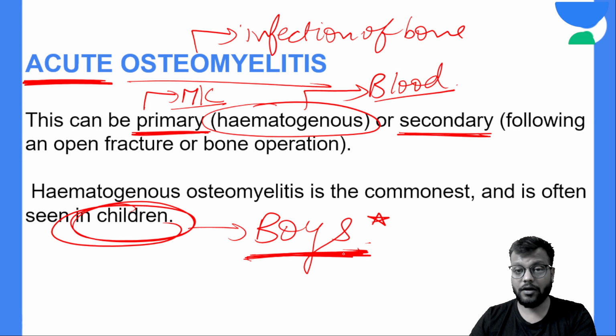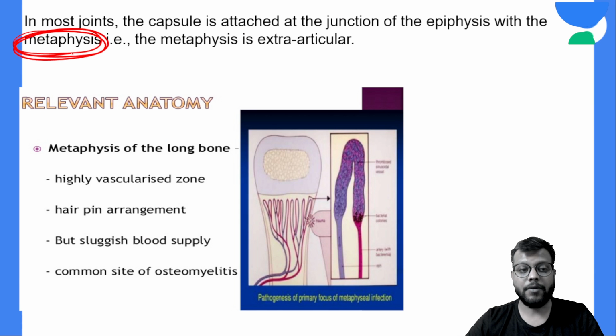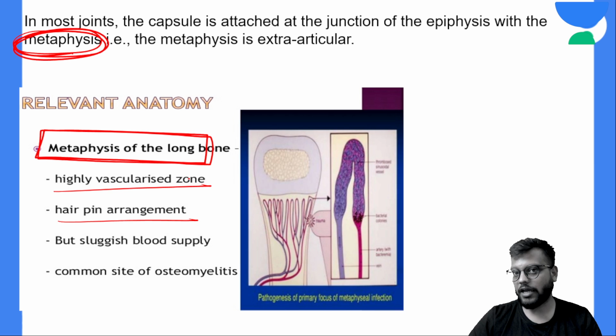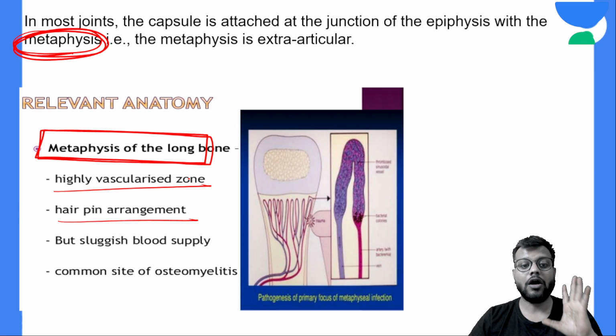metaphysis. Okay, it is metaphysis. So most commonly it is metaphysis, because in the metaphysis the vessels are arranged in a hairpin shaped pattern and the blood flow is very sluggish. So there is hairpin arrangement and highly vascularized zone होती है, but vascularity ज़्यादा है, but speed of the bloodstream is less. So due to this sluggish blood flow, it is the most common site of osteomyelitis.